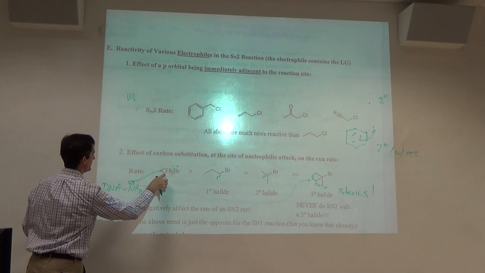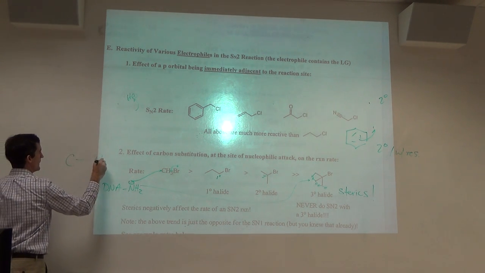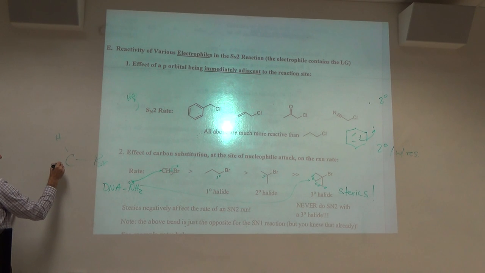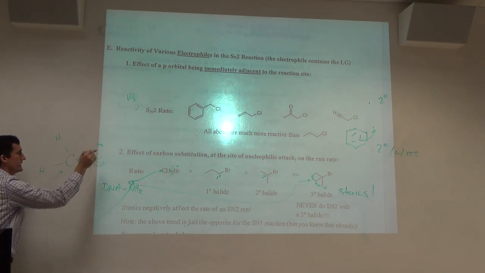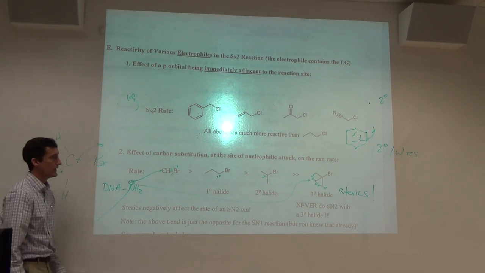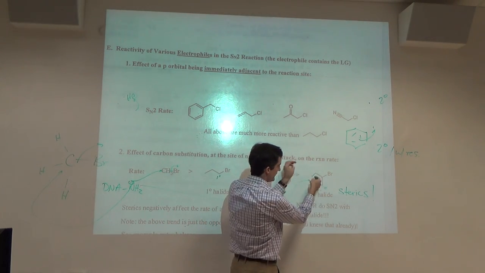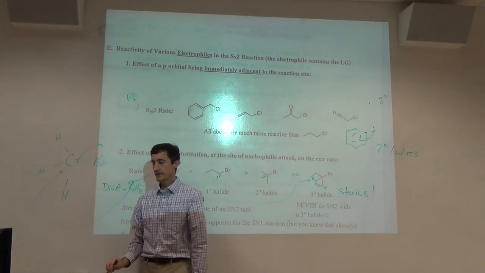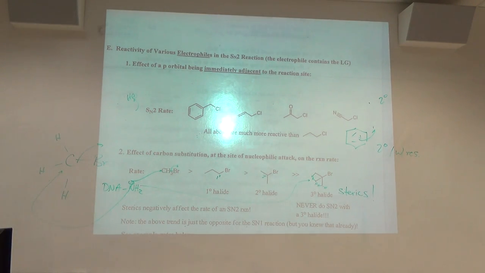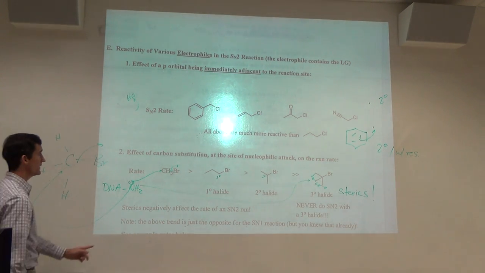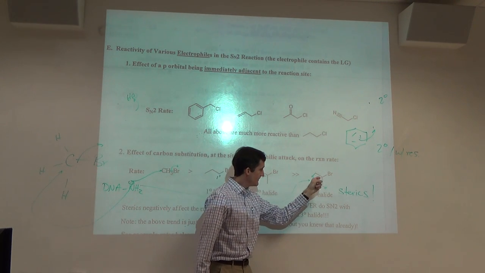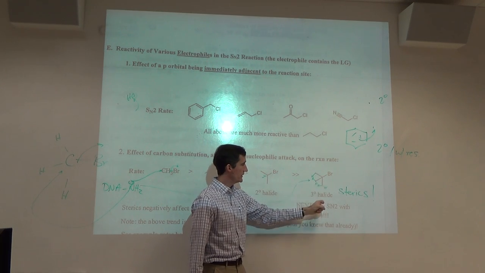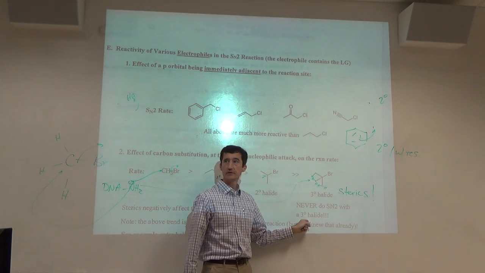If we draw this out here, you see these H's are fairly small. And this can just squeeze in here. Kick that off. But over here, all these groups there make it sterically crowded. It slows down the rate. And here's the take-home. This is going to be faster than this. That's going to be faster than that. This is much faster than the tertiary. In fact, you never do SN2 with a tertiary halide.